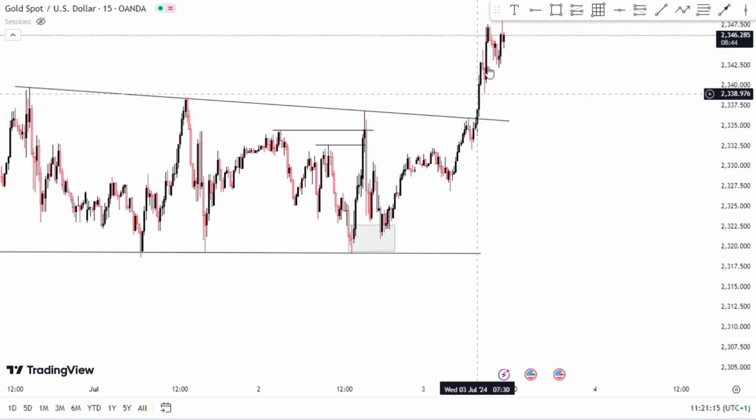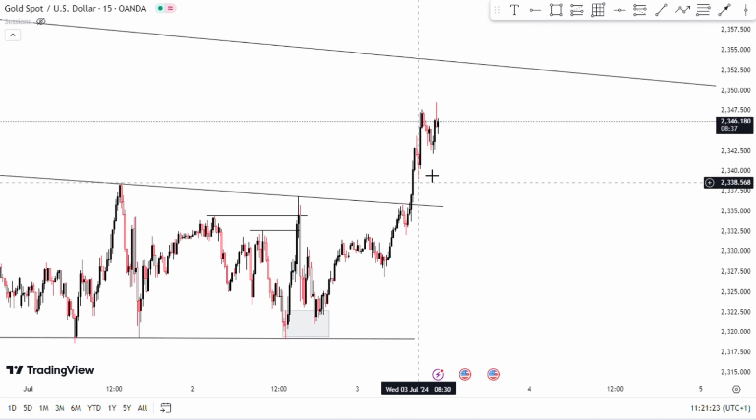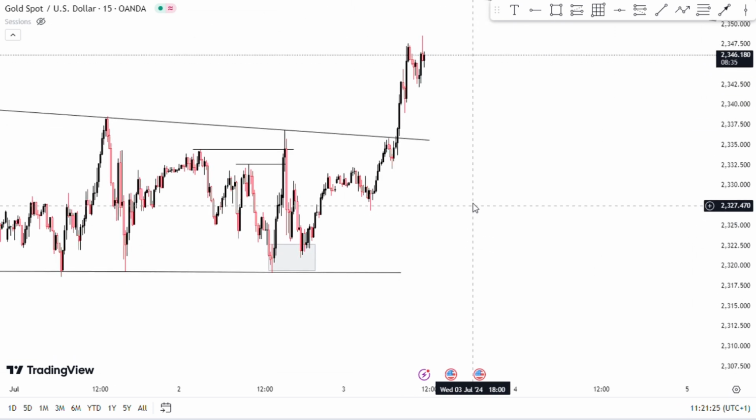So I'm going to be selling this particular trade. I'm going to wait for price to actually give me entry. I'm going to wait for my setup to play out, and once my setup plays out, I'm going to sell the market. So that's just for that.